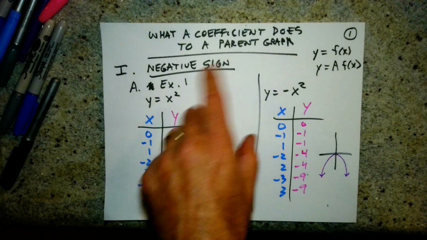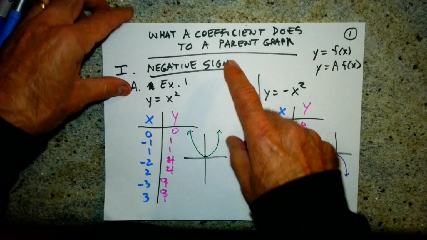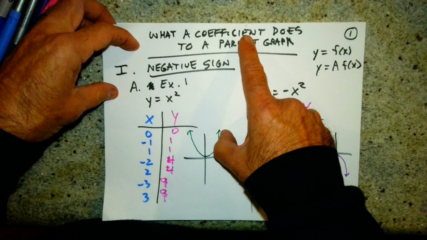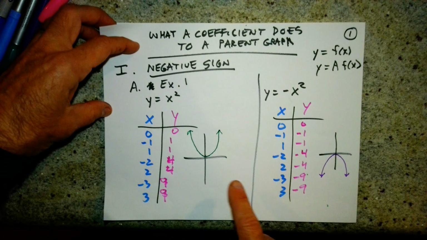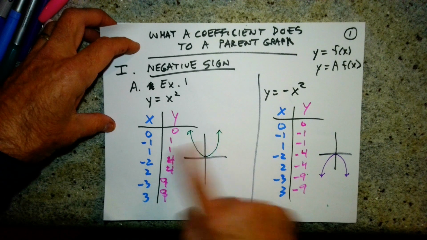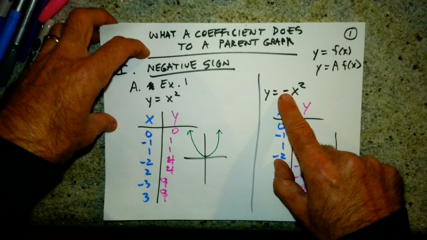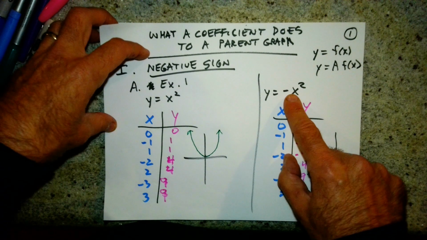Okay, so we'll break this into two parts. The first is, if a coefficient is negative, what does that negative do? And the second is, what does the numerical value of the coefficient do? All right, so look at these two examples. Here's your parent graph, y equals x squared, all very familiar. And here's y equals negative x squared. So the coefficient, the a, is negative 1.